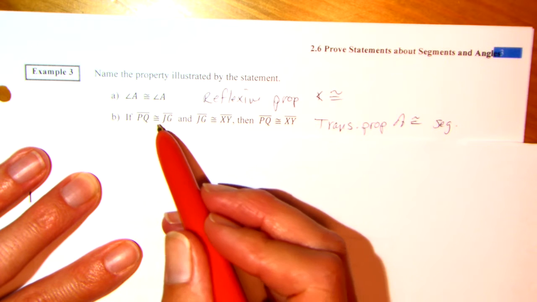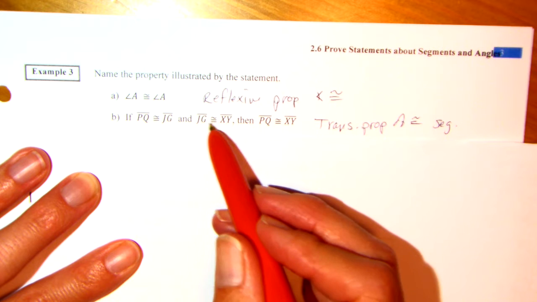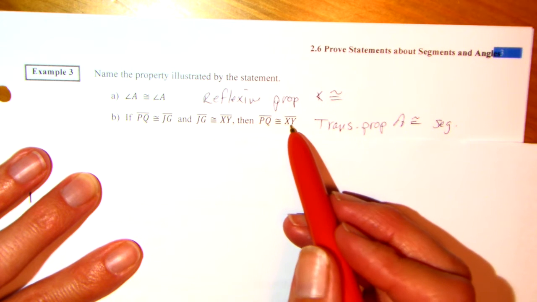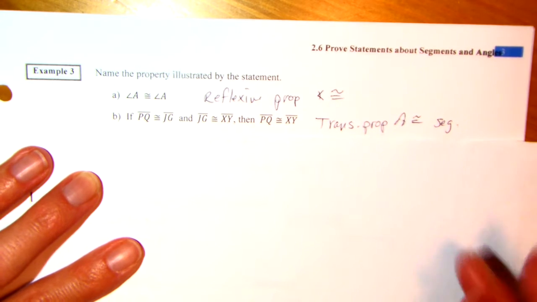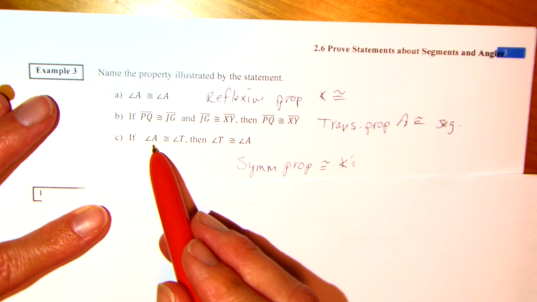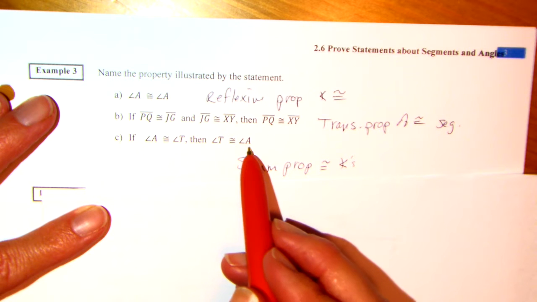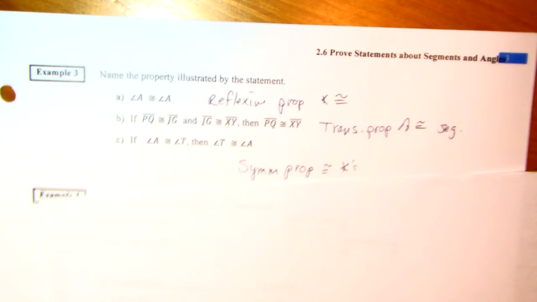Segment PQ is congruent to segment JG, and JG is congruent to segment XY. Then segment PQ is congruent to segment XY. Again, our middleman was JG. It's your transitive property of congruent segments. If angle A is congruent to angle T, and angle T is congruent to angle A, we just swap them, switch them around. That's your symmetry property of congruent angles.